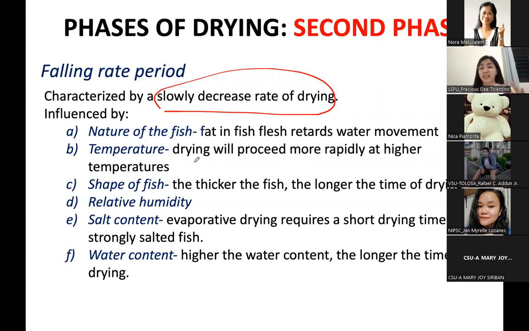Temperature, ayan, naintindihan natin yan. Shape of fish, the thicker the fish, the longer the time of drying. Relative humidity again. Salt content, evaporative drying requires a short drying time for strongly salted fish. And water content, the higher the water content, the longer the time of drying. So siguro better na you have to read and read this again in order to really understand.